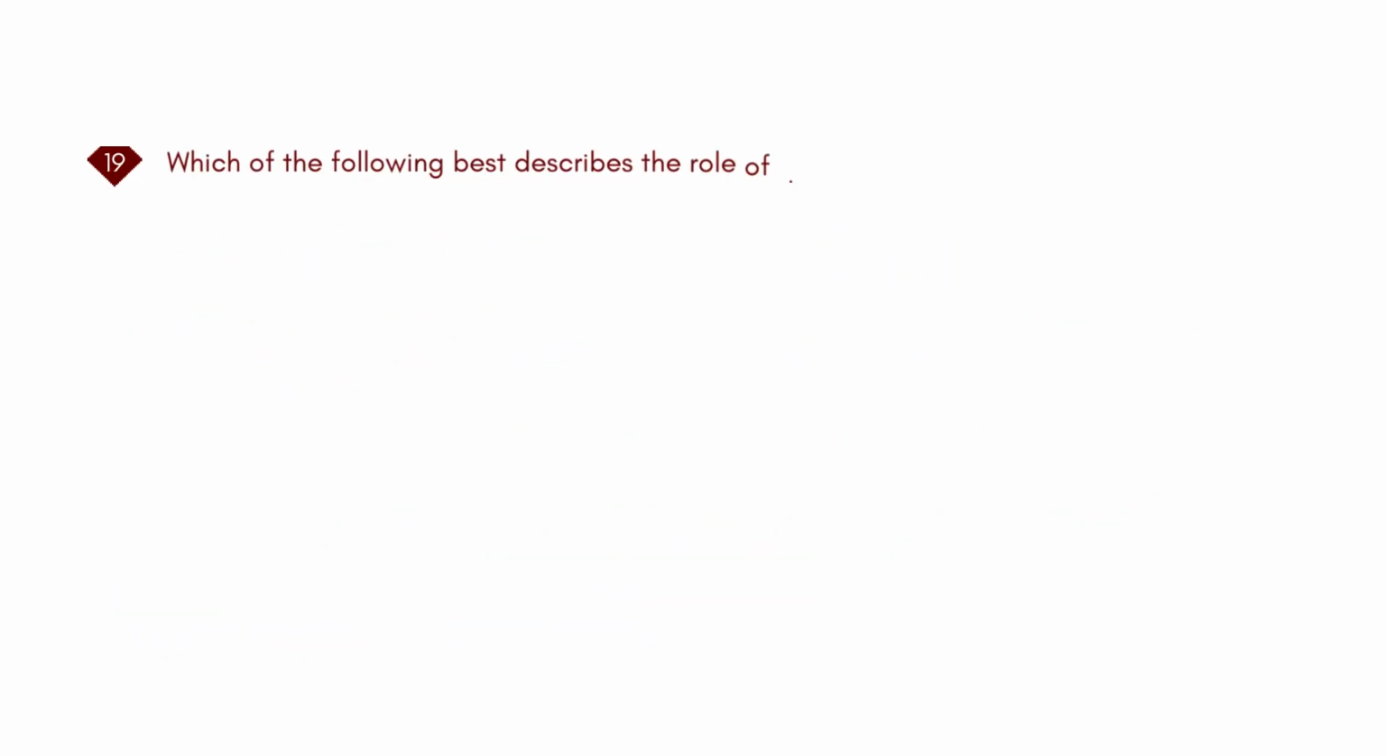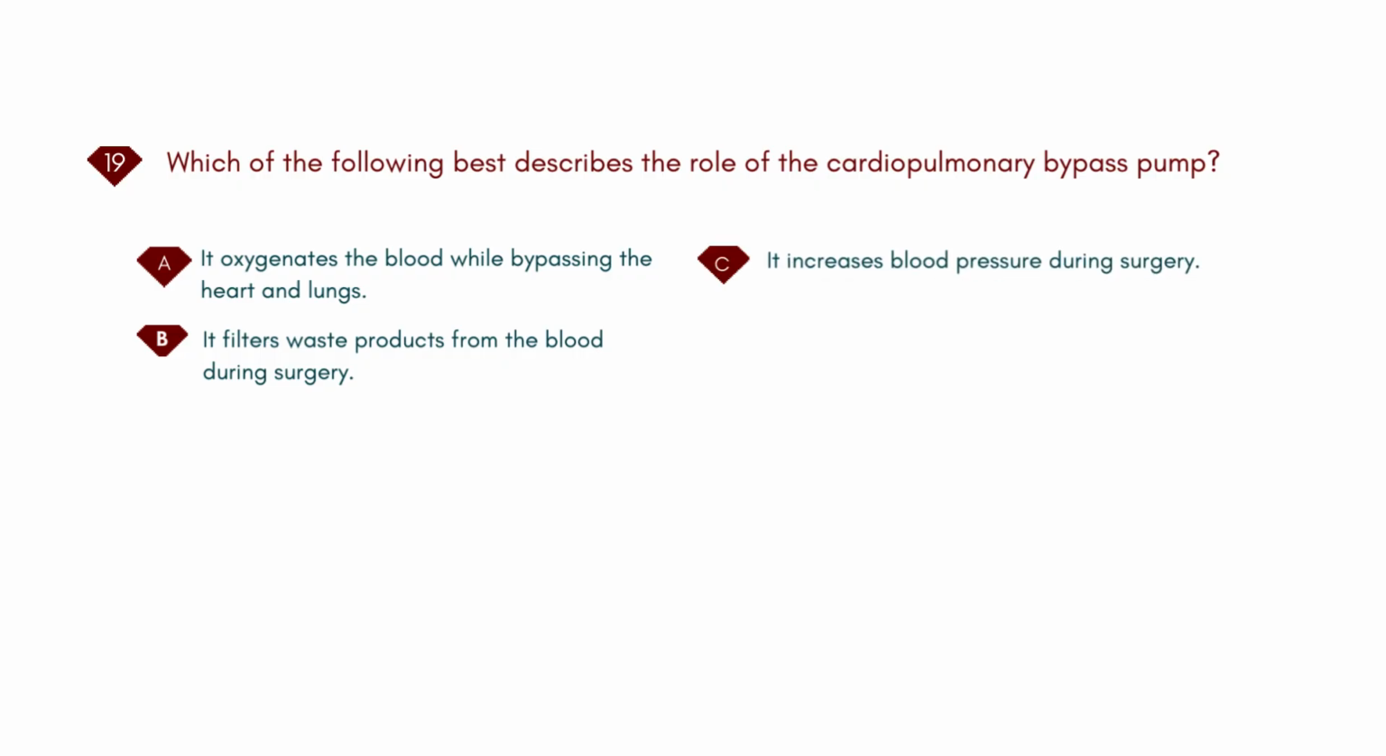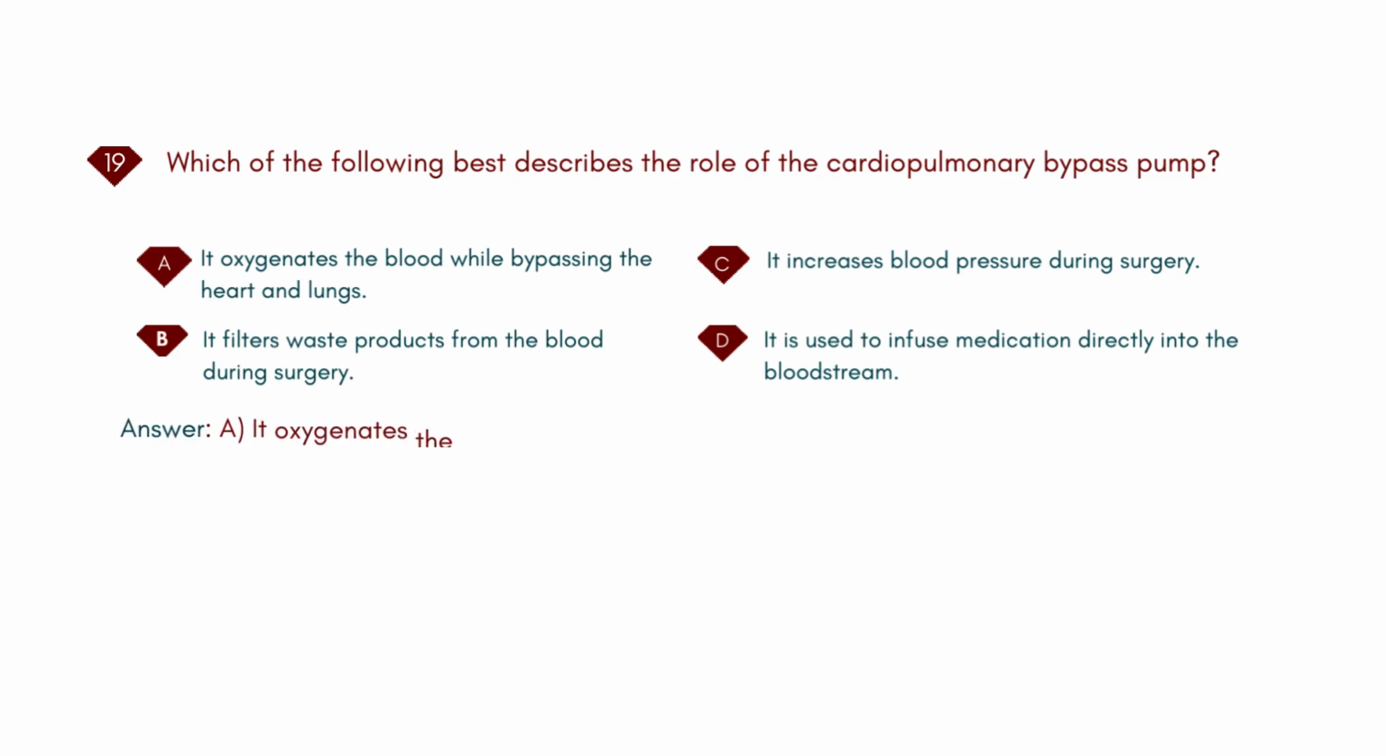Which of the following best describes the role of the cardiopulmonary bypass pump? A. It oxygenates the blood while bypassing the heart and lungs. B. It filters waste products from the blood during surgery. C. It increases blood pressure during surgery. D. It is used to infuse medication directly into the bloodstream. Answer: A. It oxygenates the blood while bypassing the heart and lungs.